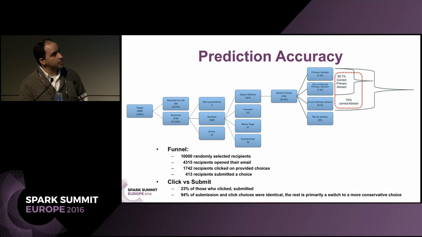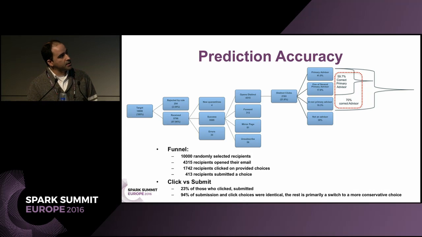Here is the choice distribution here. We had primary advisor choice, one of the primary advisors, a non-primary advisor, but still an advisor, and a non-advisor. And in summary, we had about 59% accuracy in correct primary advisor and about 70% accuracy in identifying an advisor.